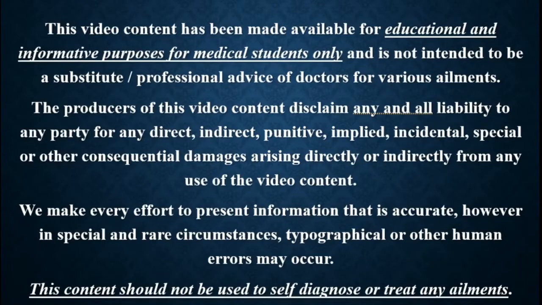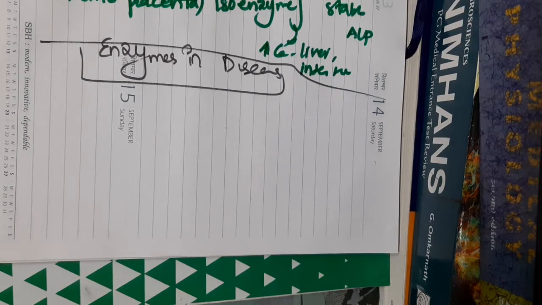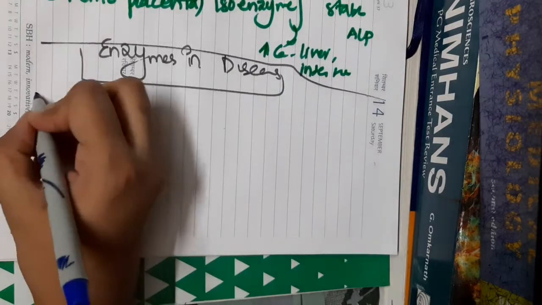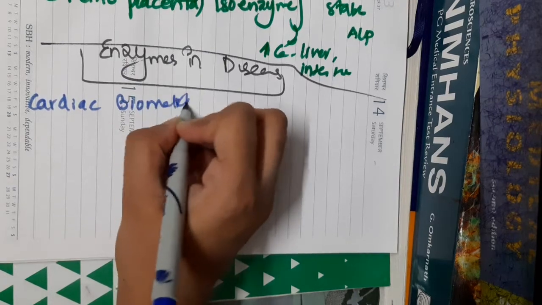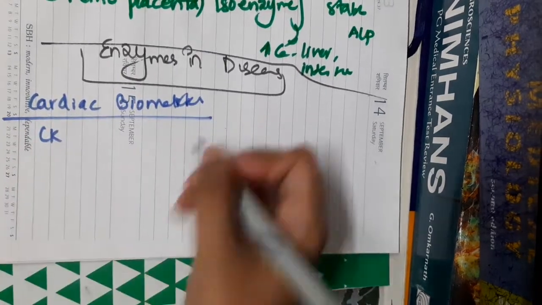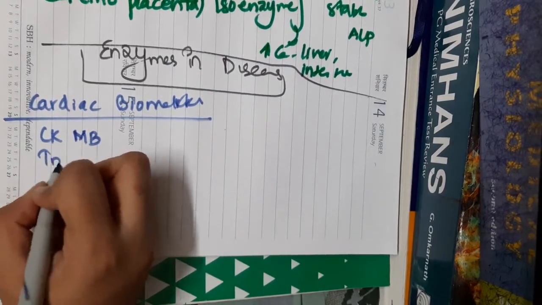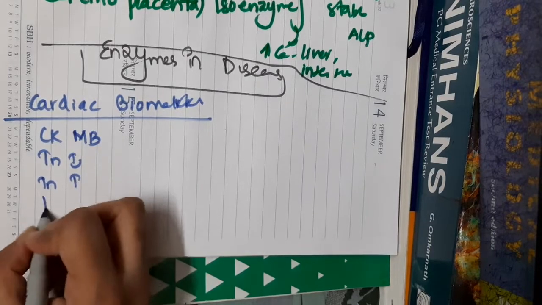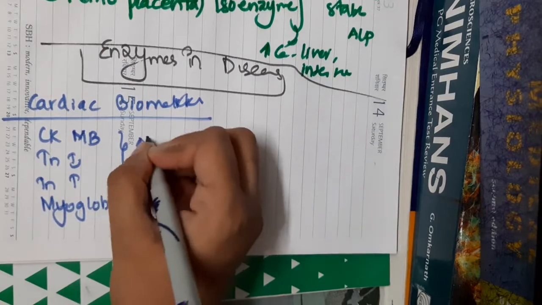In this lecture, we will learn about the enzymes in different diseases. Hello friends, let us now learn some important points about the enzymes in different diseases. Here we have different enzymes in each disease. For example, we have cardiac biomarkers. We have creatine kinase MB subtype, troponin I, troponin T, and myoglobin. All these are increased in MI.